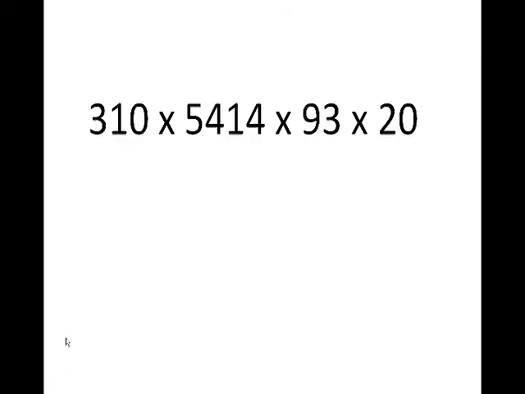Now, here's another example that I did. So we have our big problem: 310 times 5,414 times 93 times 20. I can't do that in my head. Congratulations if you can. But we do know some things about the problem. If we're doing this calculation with regards to the significant figures, we can look at how many there are in each number. 310 has 2 significant figures. 5,414 has 4. 93 has 2, and 20 has 1. And so we know that our answer is supposed to have only 1 significant figure.